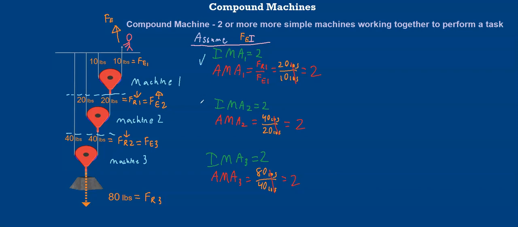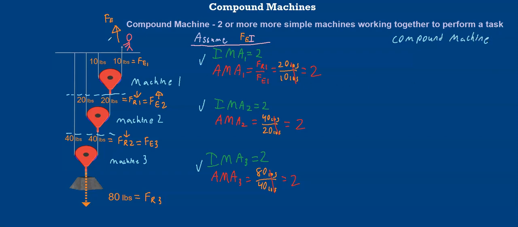And since we're assuming an ideal effort force, it makes sense that we would get the exact same AMA as our IMA for each machine. But hopefully this is nothing new. We've already learned how to calculate the mechanical advantage of each simple machine. The question is how do we calculate the mechanical advantage of a compound machine? And there's a few ways to do it.